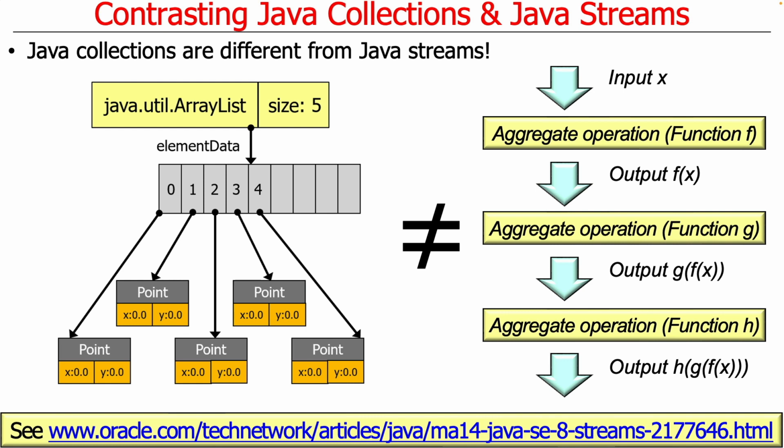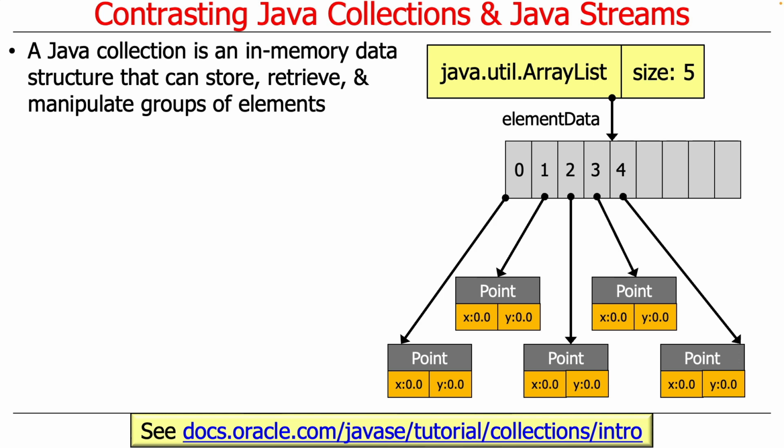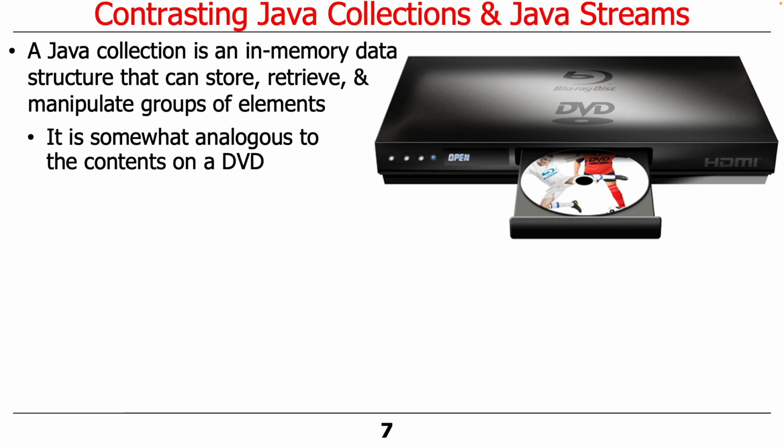On the right-hand side, we see a classical Java stream, where you've got a bunch of aggregate operations that are connected together in a pipeline to transform and or filter flows of data through the stream. So what is a Java collection? It's an in-memory data structure that can store, retrieve, and manipulate groups of elements, such as an array list, or a HashMap, or a TreeSet, or a linked list. There's a whole slew of different collections that exist in Java.